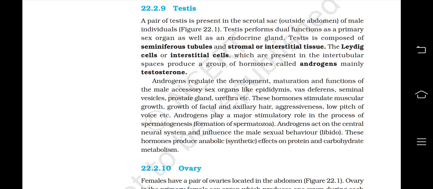Androgens regulate the development, maturation, and functions of the male accessory sex organs like epididymis, vas deferens, seminal vesicles, prostate gland, urethra, etc. These hormones stimulate muscular growth, growth of facial and axillary hair, aggressiveness, low pitch of voice, etc. Androgens play a major stimulatory role in the process of spermatogenesis, formation of spermatozoa. Androgens act on the central nervous system and influence male sexual behavior, libido. These hormones produce anabolic or synthetic effects on protein and carbohydrate metabolism.